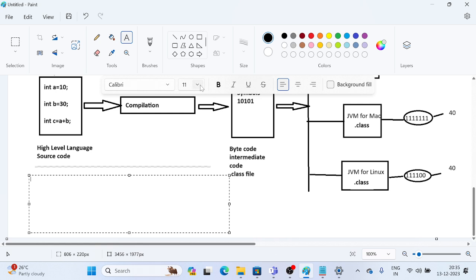Try to complete your notes on the very same day, to maintain the consistency, because these things are really going to help you.